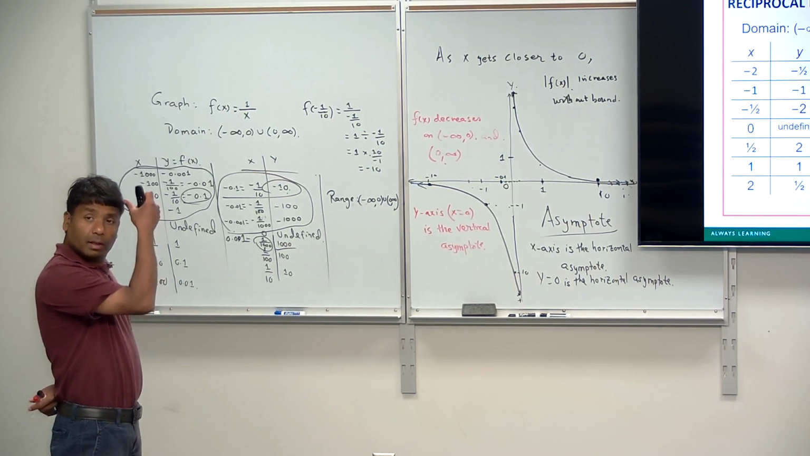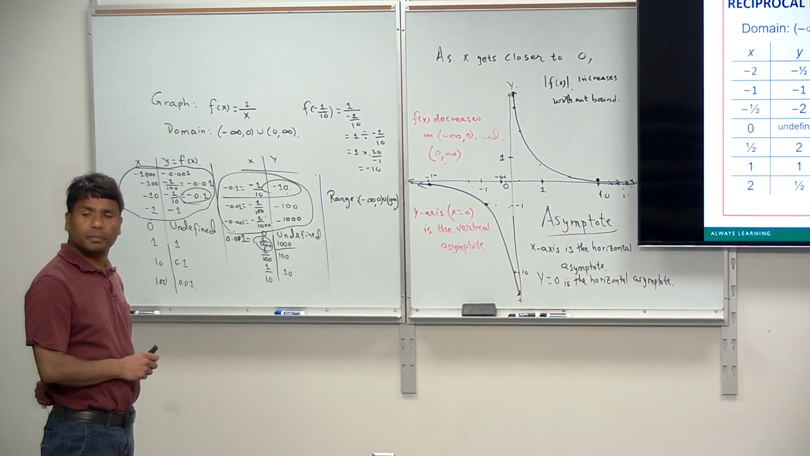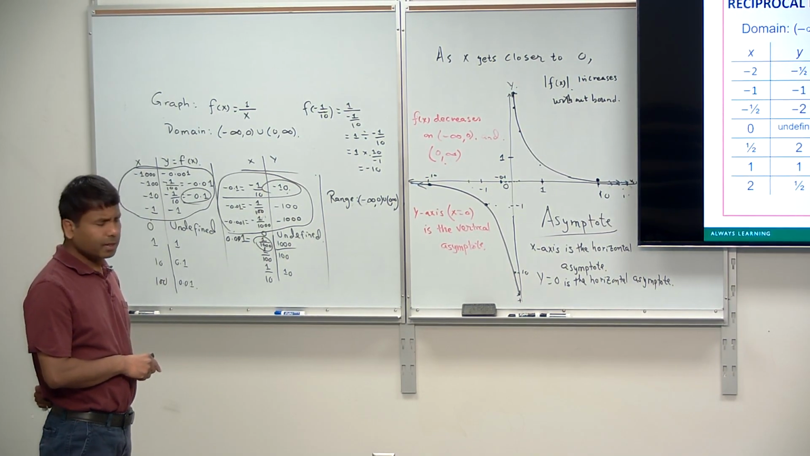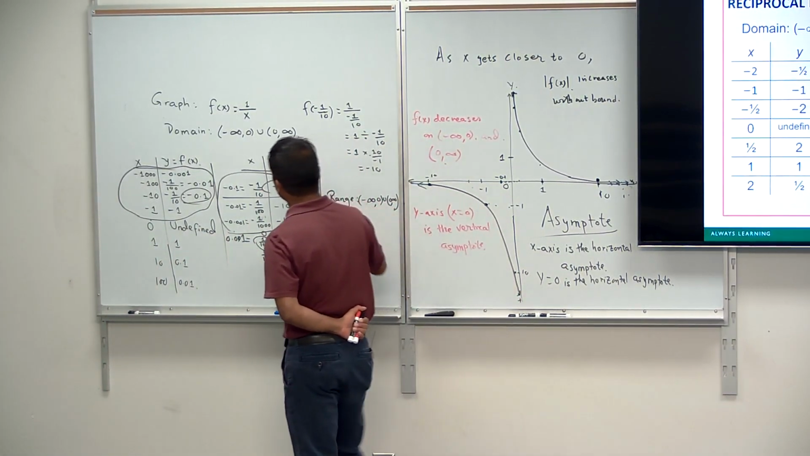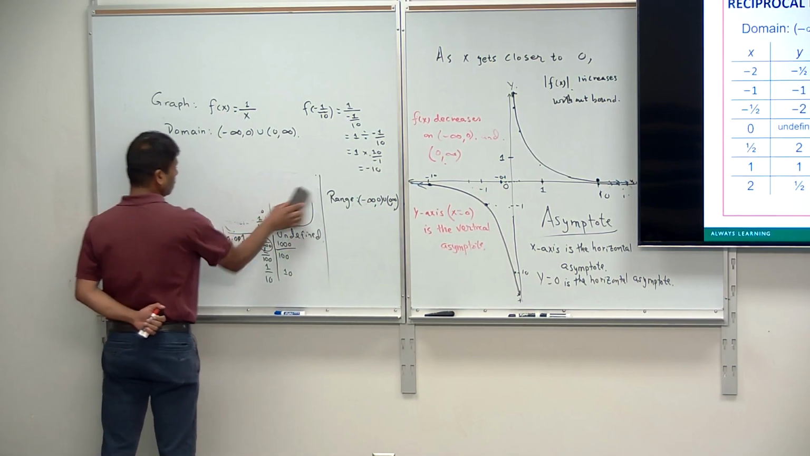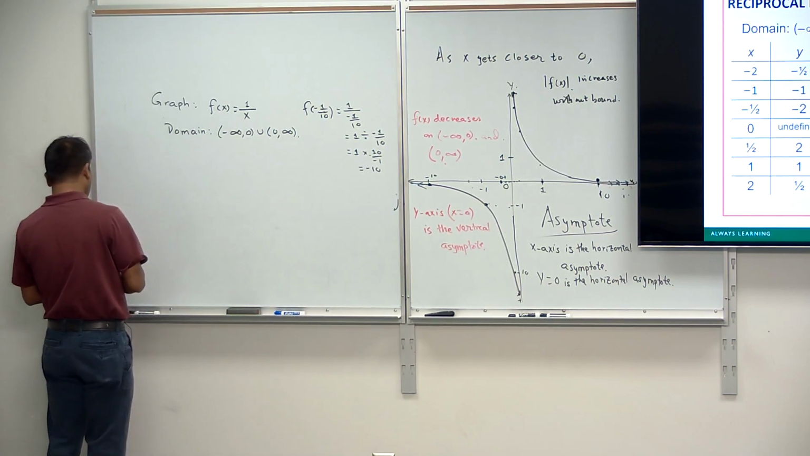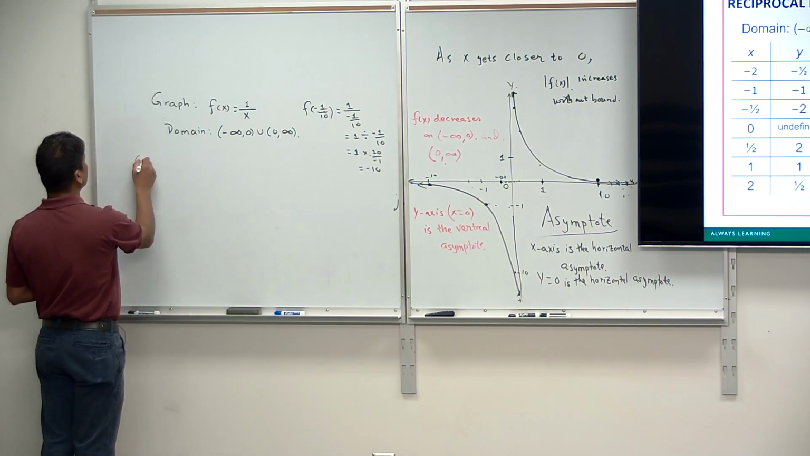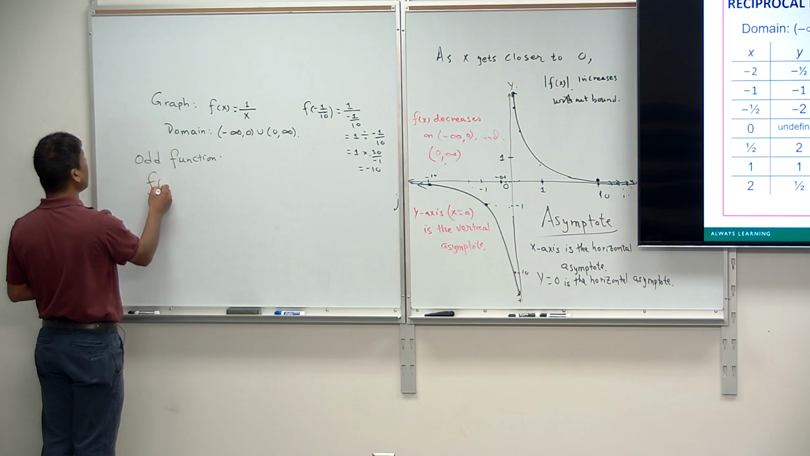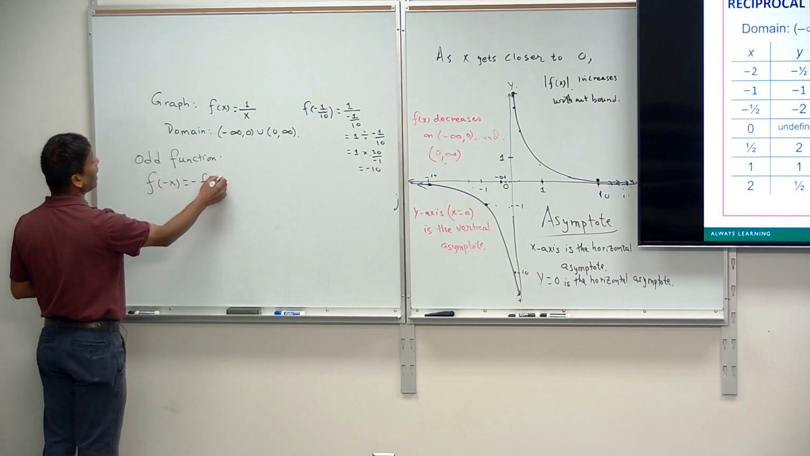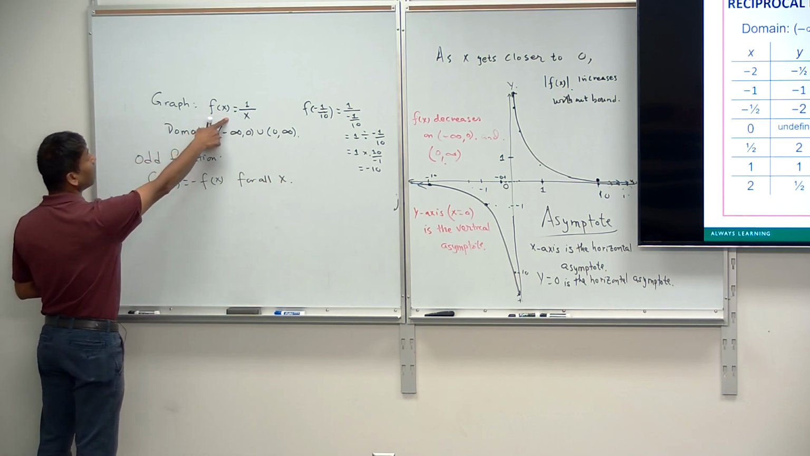And the graph is symmetric with respect to the origin. This is an odd function. Remember, you know the definition of the odd function, right? Do you remember this? Odd function means f of negative x equals what? Negative f of x for all x. So this is the definition. So now what is your function? f(x) equals 1 over x.